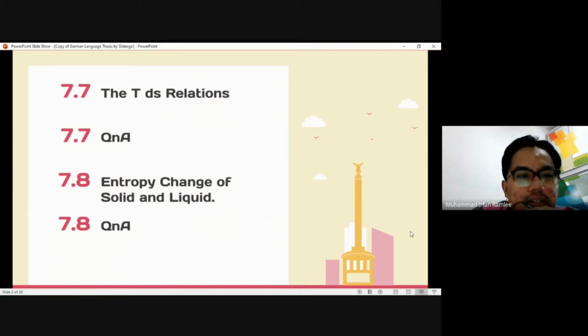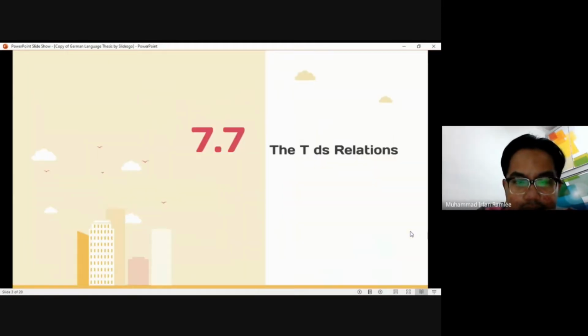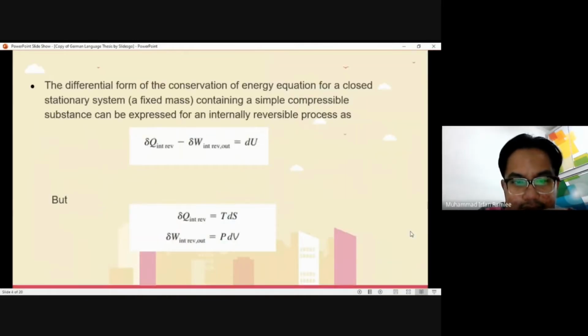So, 7.7 is about the TDS relation, and 7.8 is about entropy change of solid and liquid. Next. So, about the TDS relation.